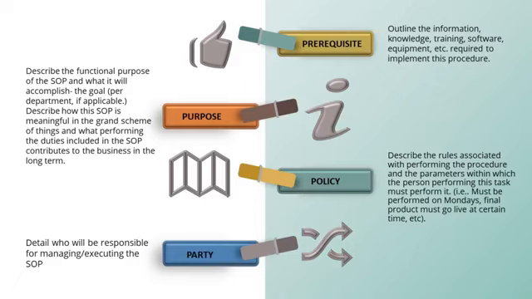So then there's policy. Policy describes the rules associated with performing the procedure and the guidelines within which the person performing this task must work. So work that must be performed on Mondays, or a final product must go live at a certain time, that sort of thing. Then in the party section, you put details of who is responsible for managing or executing that particular standard operating procedure.